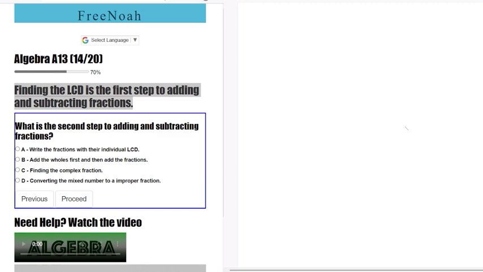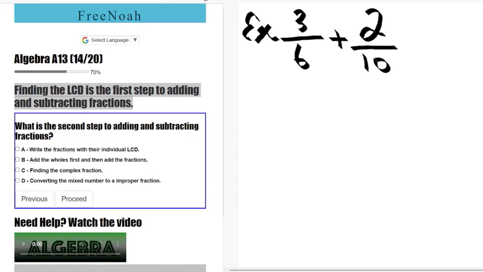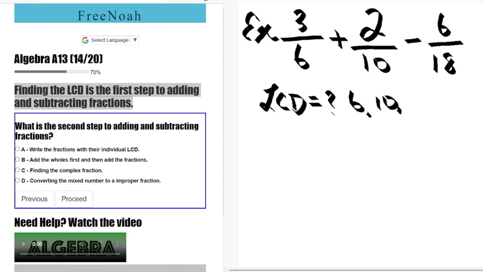Let's move forward here. Let's go straight into numeric values. For example, we have 3/6 plus 2/10 minus 6/18. So we have to find the LCD. All right, let's find the LCD of 6, 10, and 18, which are the denominators. All right, let's take 6.